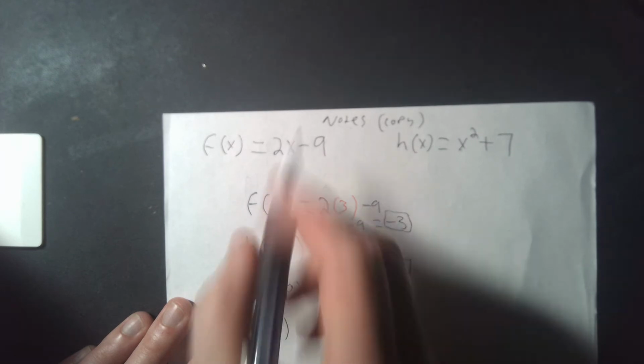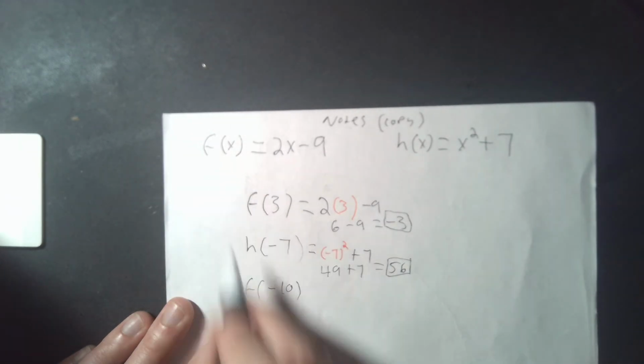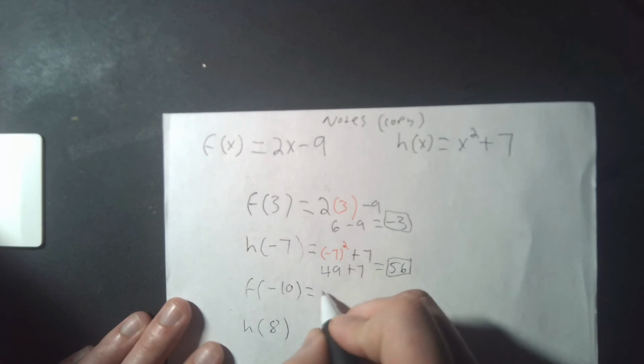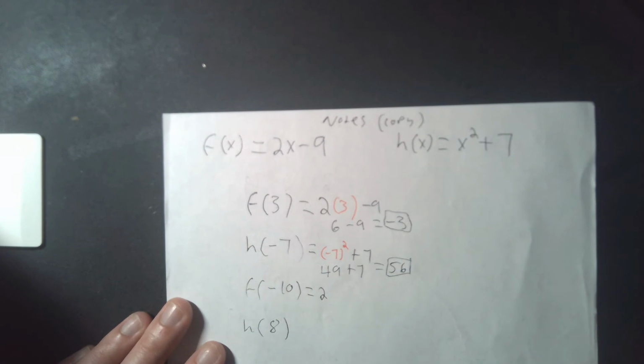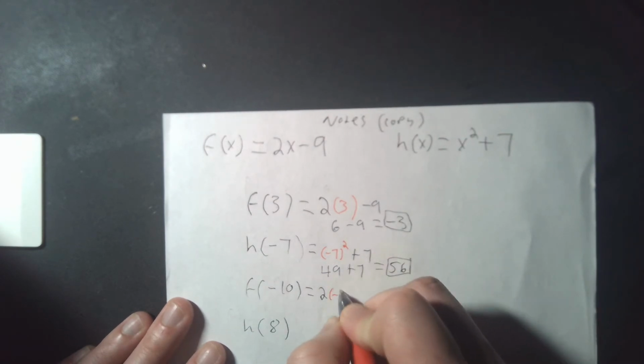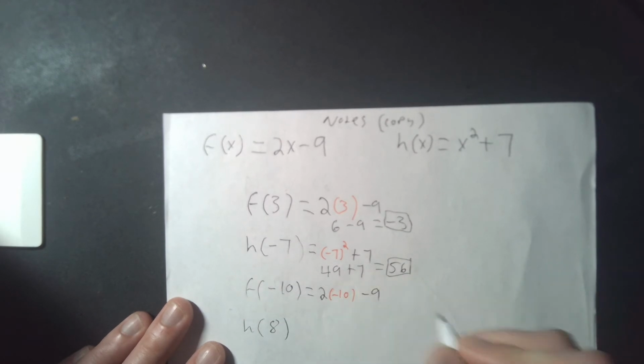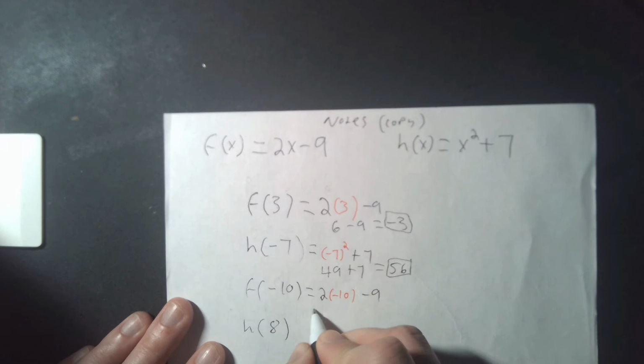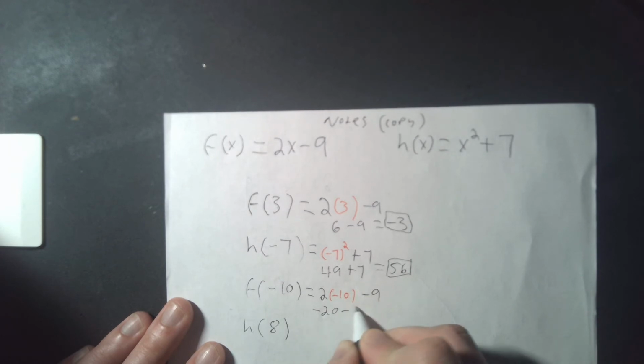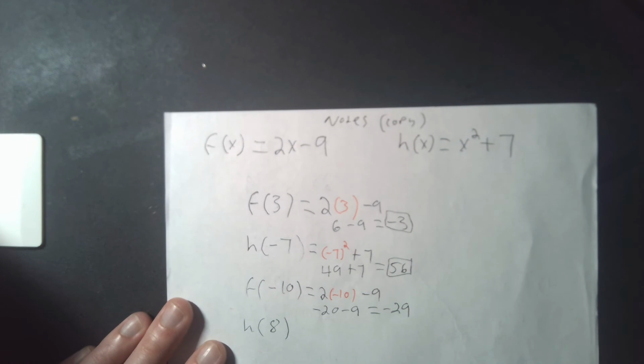f of negative 10 works the same way. We're going back to the f function now. So we have 2. Now instead of x, we have negative 10, minus 9. 2 times negative 10 is negative 20. Minus 9, they're both negative. It's going to get me negative 29.